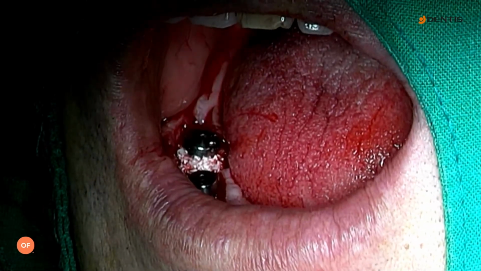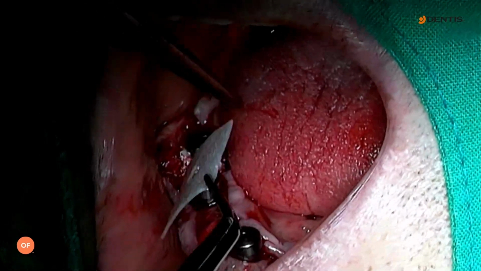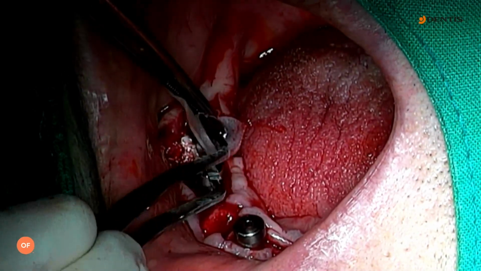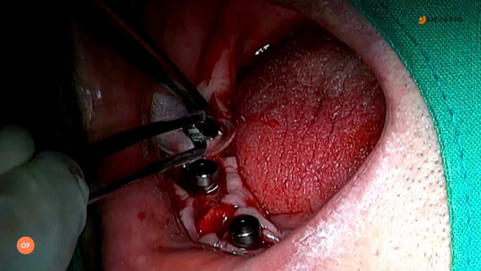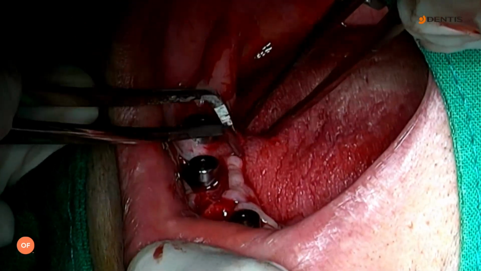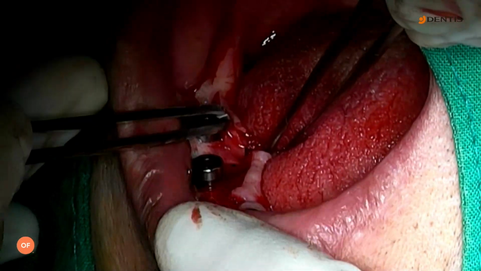Just the gross packing, like a gap distance area, and then the membrane held by the hole, and then insert the healing cap. Some resorbable membrane, some extension. So in this manner, we can make a very simple GBR stabilization.